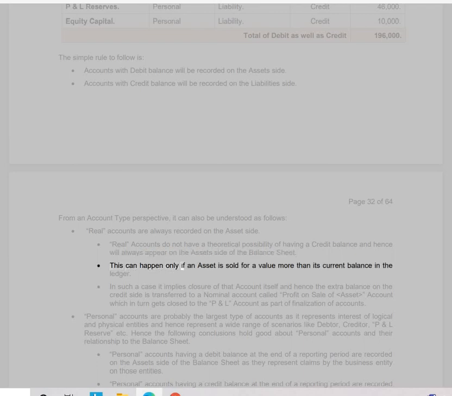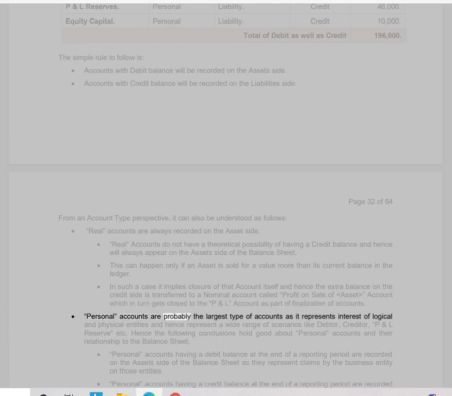This can happen only if an asset is sold for a value more than its current balance in the ledger. In such a case it implies closure of that account itself, and hence the extra balance on the credit side is transferred to a nominal account called profit on sale of asset account, which in turn gets closed to the P&L account as part of finalization of accounts.